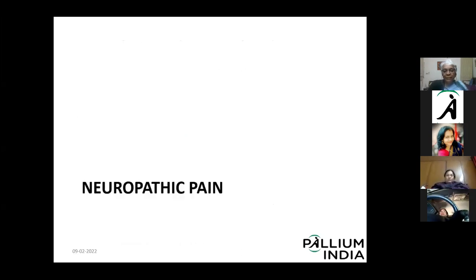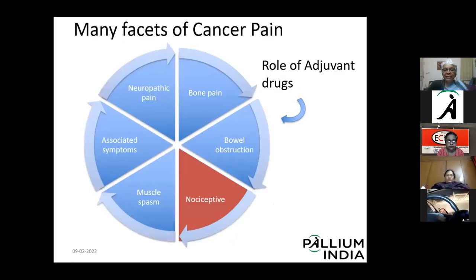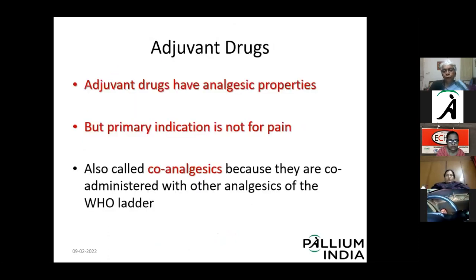Having dealt with this basic analgesic ladder, let us go on to neuropathic pain and the role of adjuvant drugs. Like you all are oncologists, so you know that besides nociceptive pain, that is pain due to tissue injury, there are various other factors that cause pain. It could be muscle spasm, neuropathic pain because of nerve involvement, bone pain or bowel obstruction pain, or there may be associated symptoms as well. So this is where the role of adjuvant drugs comes into the forefront.